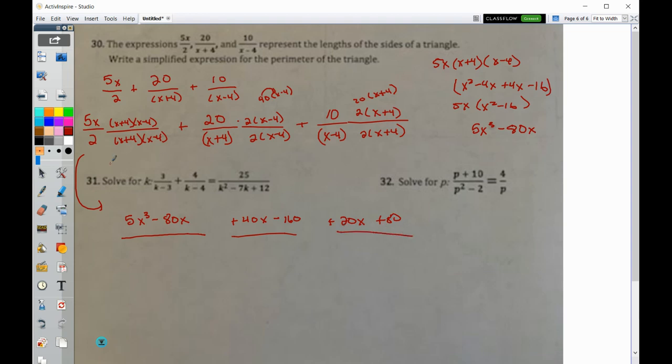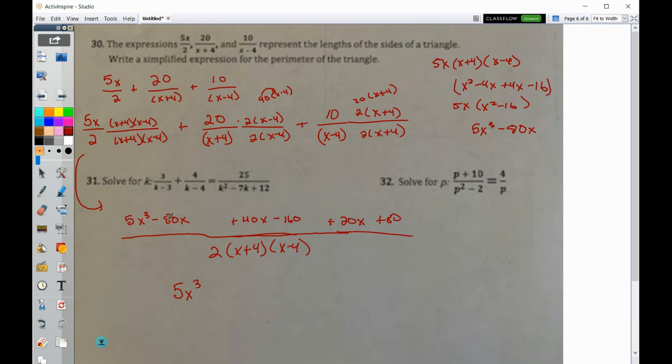Now, each one of these is over this common denominator of 2 times x plus 4 times x minus 4. So I'm going to go ahead and put the denominator 2(x plus 4)(x minus 4). That just makes it a little bit easier. Once I have this, now I can see if there's any of these terms up here that I can combine. So I know the 5x cubed can't be combined with anything, so I'm going to put it first.